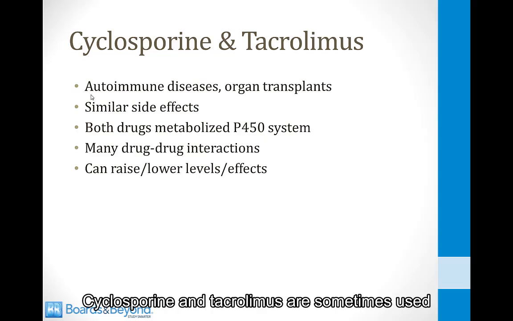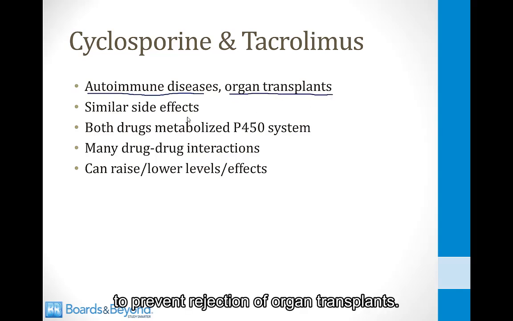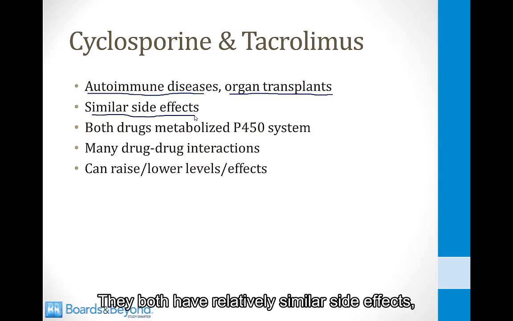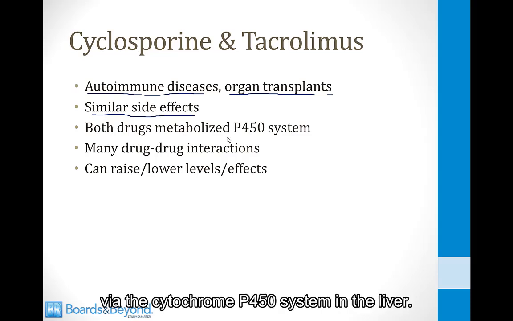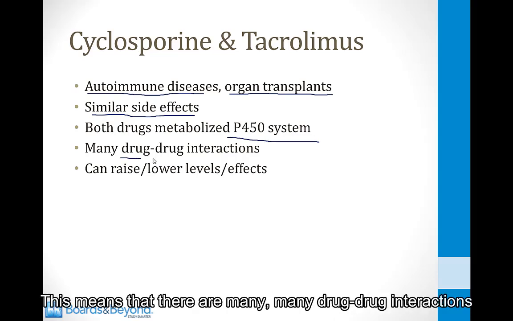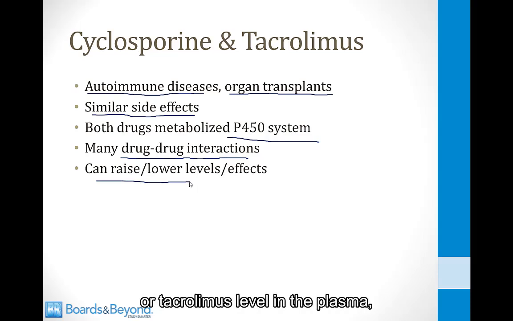Cyclosporin and tacrolimus are sometimes used in autoimmune diseases, and more commonly you'll see them used to prevent rejection of organ transplants. They both have relatively similar side effects, which we'll talk about in a minute. One of the most important things to know about these two drugs is that they are both metabolized via the cytochrome P450 system in the liver. This means that there are many drug-drug interactions that can raise or lower the levels of the two drugs. You can measure a cyclosporin or tacrolimus level in the plasma, and this is sometimes done.